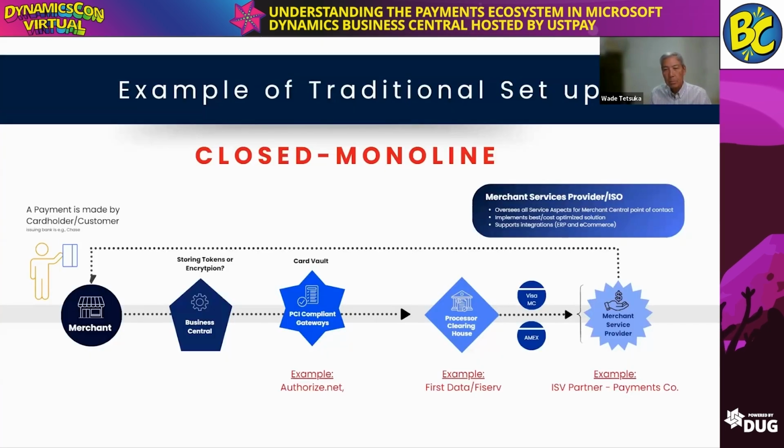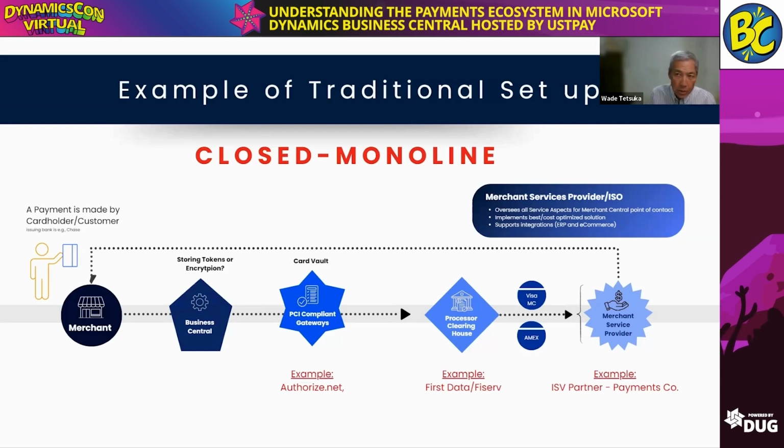First of all, how does the payment ecosystem look like? We use a couple of illustrations to show this. We start on the far left-hand side. You are the merchant. You're the Business Central user. You are an enterprise accepting credit card payments from a customer on the far left-hand side. So that circle on the left, you are called a merchant.